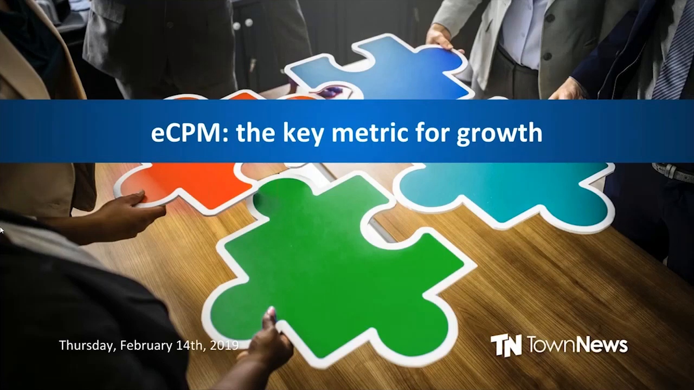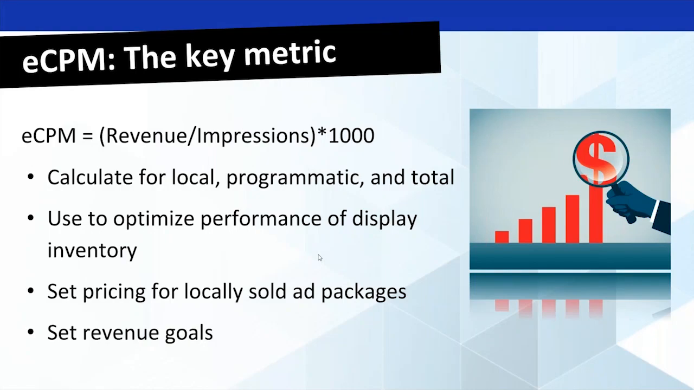Next, I want to talk to you a little bit about ECPM. When we're talking about display ads and video ads, this, I think, is the key metric to track to understand how you're doing. This is the formula: revenue divided by impressions times 1,000.